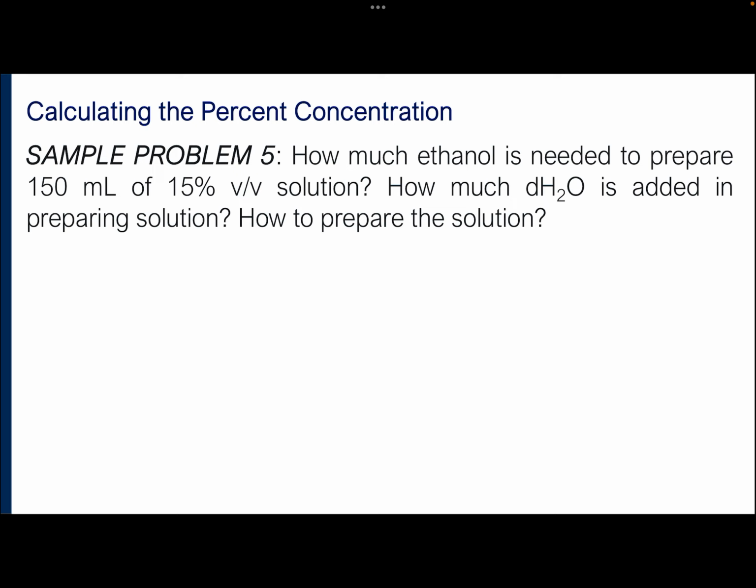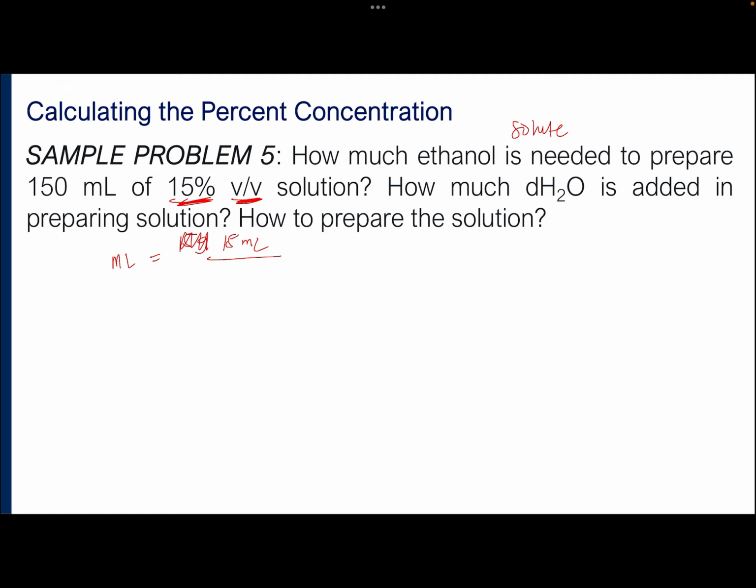Okay. So next, how much ethanol is needed to prepare 150 ml of 15% volume per volume? Then how much water is added in preparing the solution? How to prepare the solution? So first, calculate the needed solute. Okay, so to calculate, we have ml equals, ml because this is volume per volume. So ml equals 15%, which is 15 ml. Sorry, this is 15 ml.